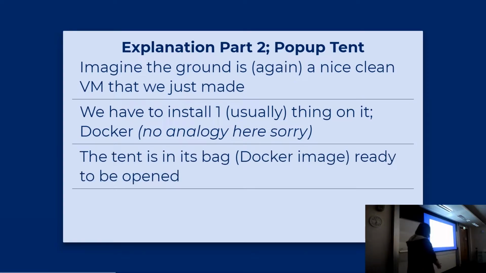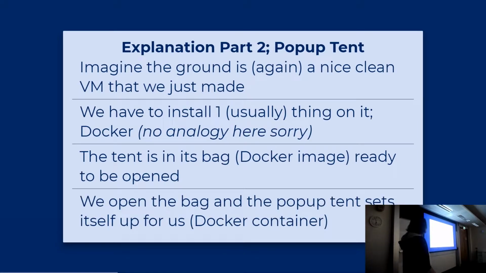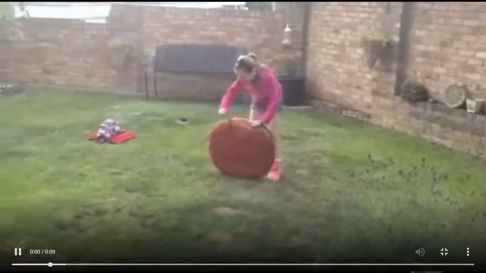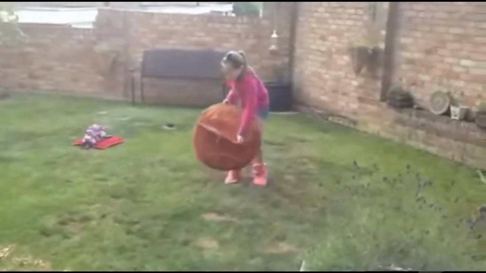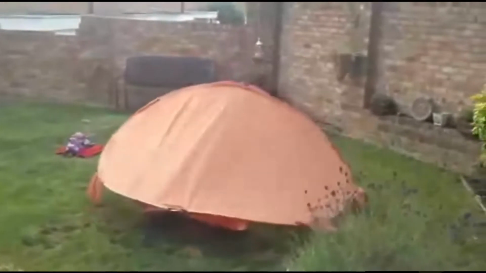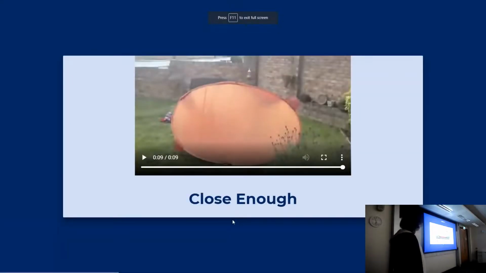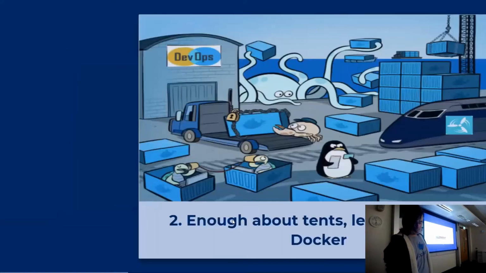And you've got your Docker image, which is your tent in its bag, and then you just open it and throw it up in the air, and it's all set up fine, which is the container. And I have a really handy instructional video on how a pop-up tent works. It's really bad quality, but it'll do. So after you're done today, you'll be able to recreate this video, but get the tent up the right way around as well, hopefully. There you go. That's Docker in a video. It's done all the work I need to do.